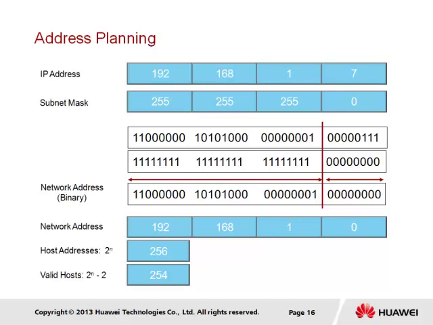The number of addresses supported by this can be identified using the formula 2 to the power of n, where n refers to the number of host bits, which in this case is 8. This gives us a resulting value of 256.